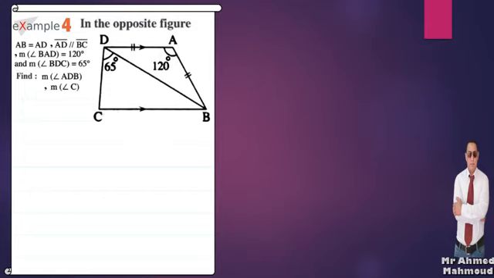Okay. First, triangle ABC is an isosceles triangle. Then to find the base angles, it's 180 minus 120 divided by 2 equals 30 degrees. Now this angle is 30 and this angle also equals 30. Here we have alternate angles.